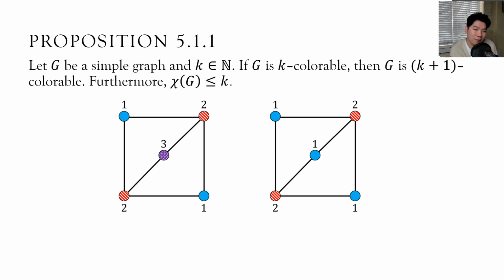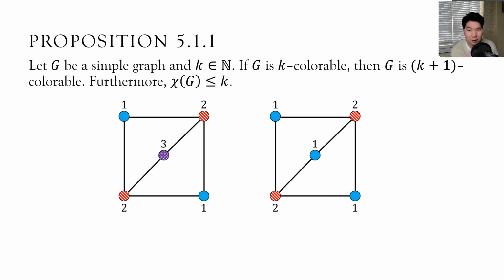So here I have that same graph that we used earlier, in particular for my proper three coloring and proper two coloring. On the right, I have my proper two coloring, meaning that G is two colorable for sure. By this proposition, this tells me that G is also three colorable. I could use three colors to get a proper coloring, just like what I've done right here. So why is this true in general?